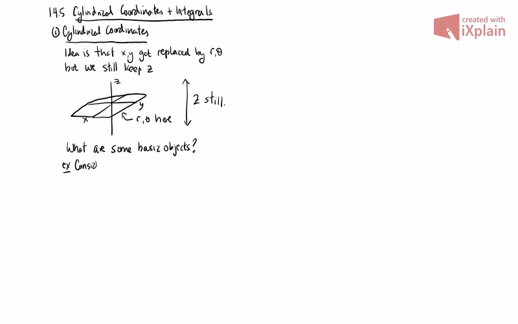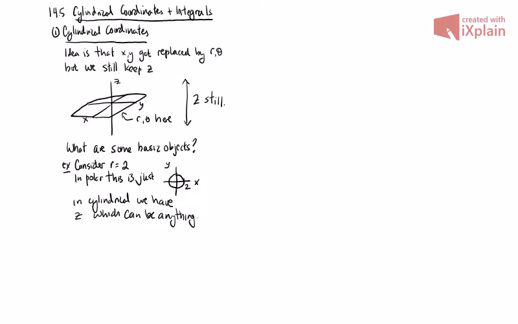So consider r equals 2. In polar, this is just a circle, but in cylindrical, we gain a z. Since z isn't listed, z could be anything, so this becomes a cylinder. In polar, this is just a circle like this. In cylindrical, we have a z, which can be anything. So the result is a cylinder. Here's the circle, and this extends up and down forever.